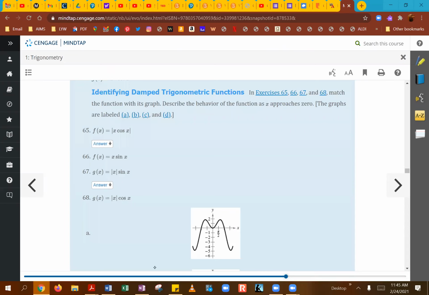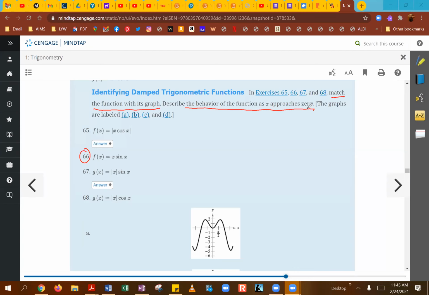It looks very similar to what you had in the example I just showed you. f of x equals x times sine of x. They're asking us to match the graph with the function. And then they're also talking about describing the behavior as your x gets closer and closer to 0. So your graphs are labeled A, B, C, D, and you have to choose which graph is going to go with number 66, x times sine of x.